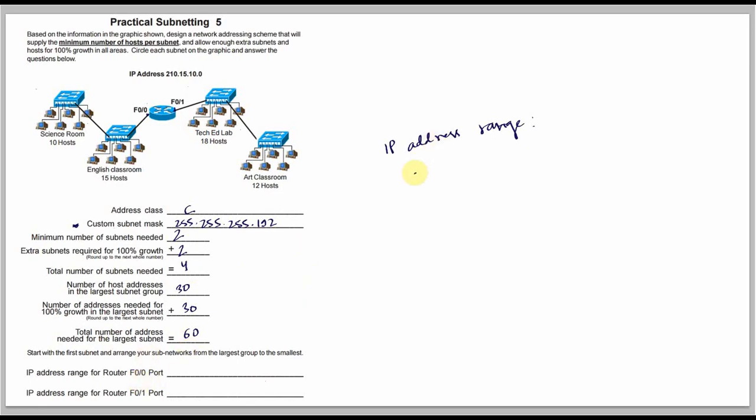Alright, so the IP address for the F0/0 port for this guy right here. So what would it be? We know that we have an IP address assigned to 10.15.10.0. So that's where we're going to start from, and we have to look back to that chart we had before.